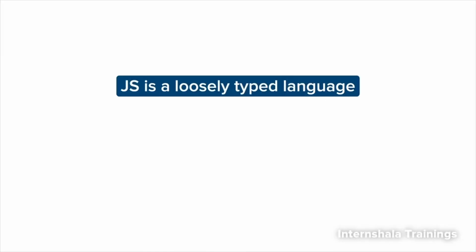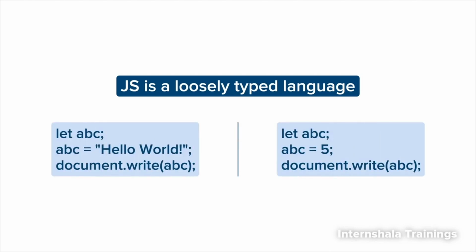Like PHP, JavaScript is also a loosely typed language. And by loosely we mean we don't need to specify the data type of the variable. Here, we have two separate codes in which the variable holds different data types. On the left, we have a string data type, and on the right, we have an int data type. In both these cases, we have not defined the data type of the variable anywhere in the code.